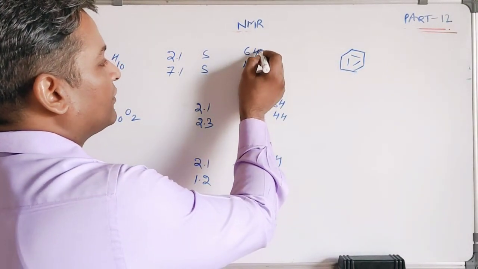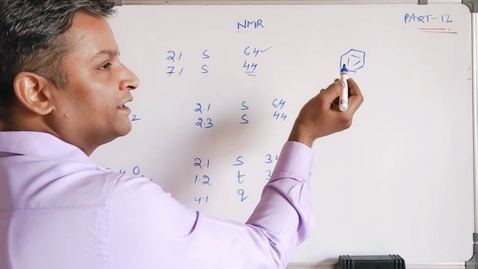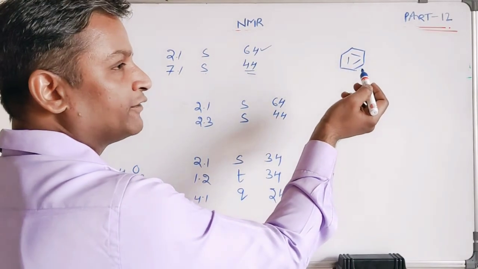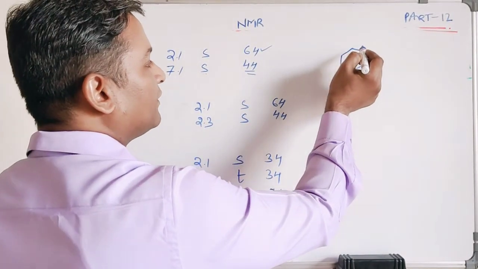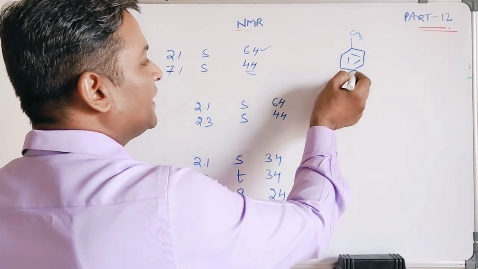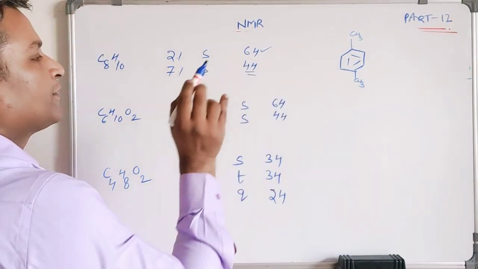And the second information is that we are having a singlet for 6 protons. It always indicates that we must be having a methyl group. Only then we can have this type of information. So if I write methyl group on the para position, only then we can clearly have two environments only. So this structure satisfies all the information.